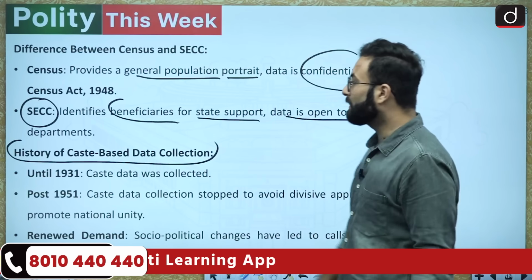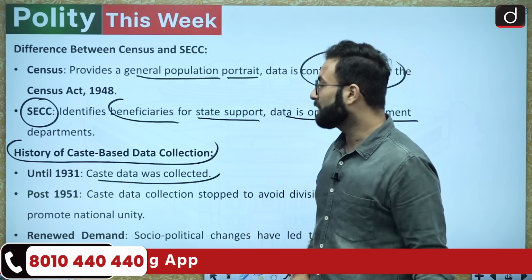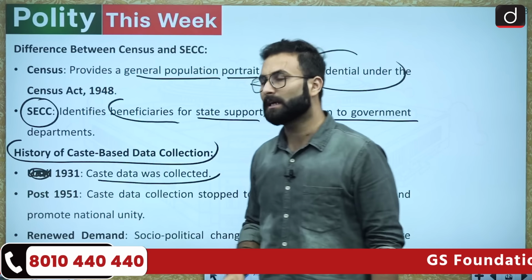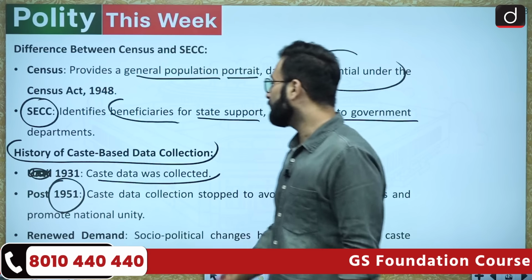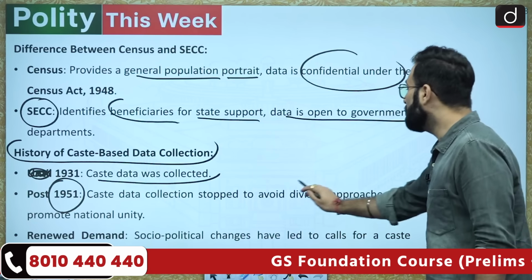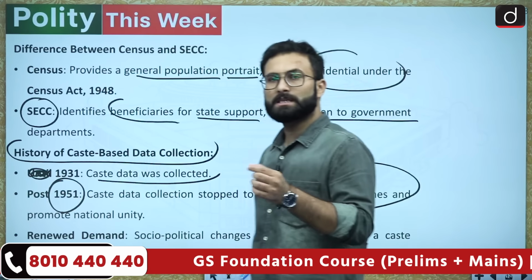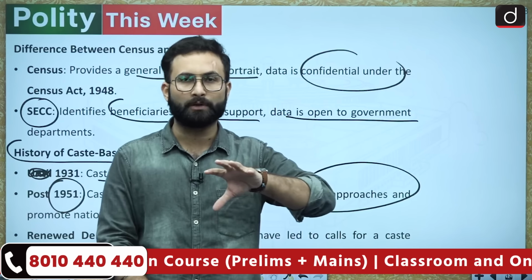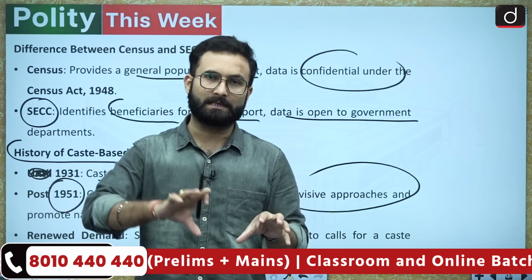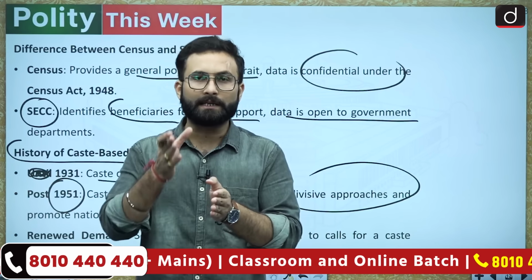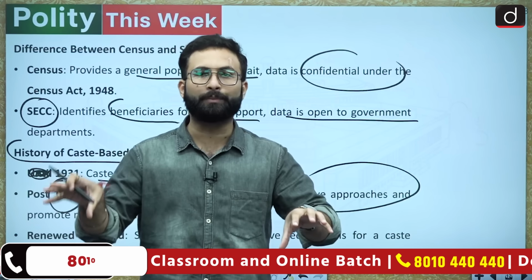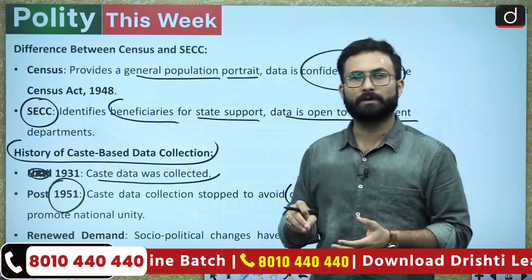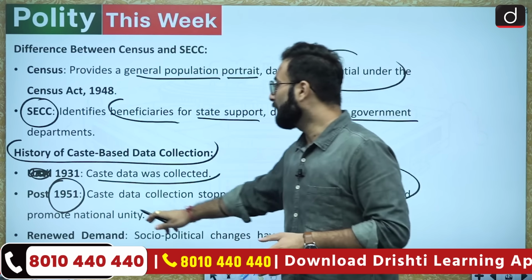So as I told you, caste based data was collected until 1931. Then in 1951 the caste data collection stopped to avoid divisive approaches. Since you are collecting the data, you are saying that this particular caste or section is lagging behind and this section is well to do, then you are creating a gap, a class of people. So there can be divisive politics around that data. That is why they have stopped the caste data collection.